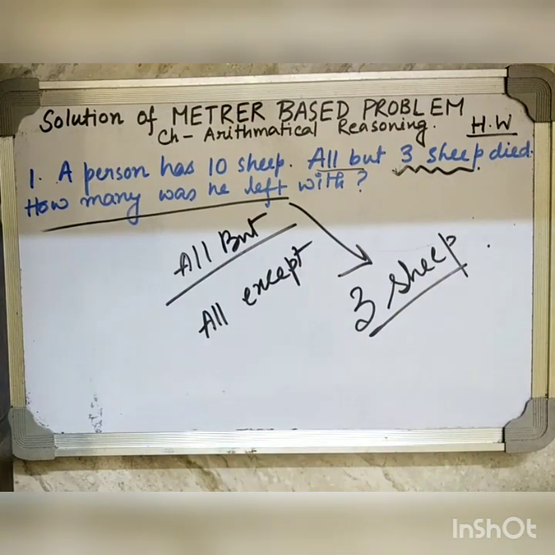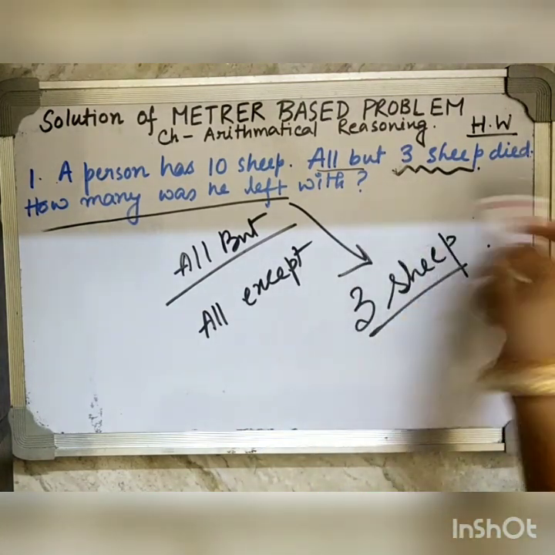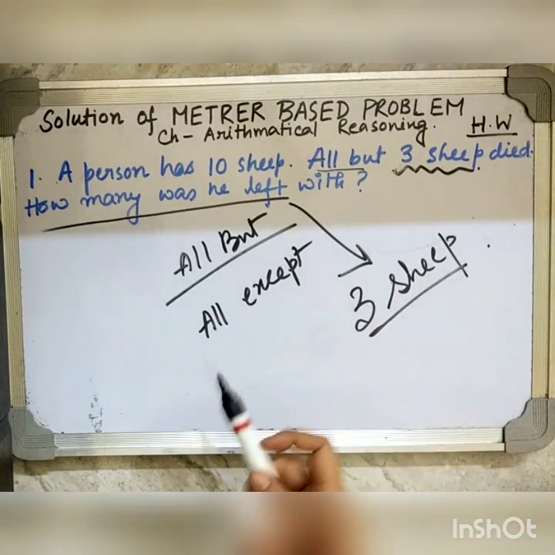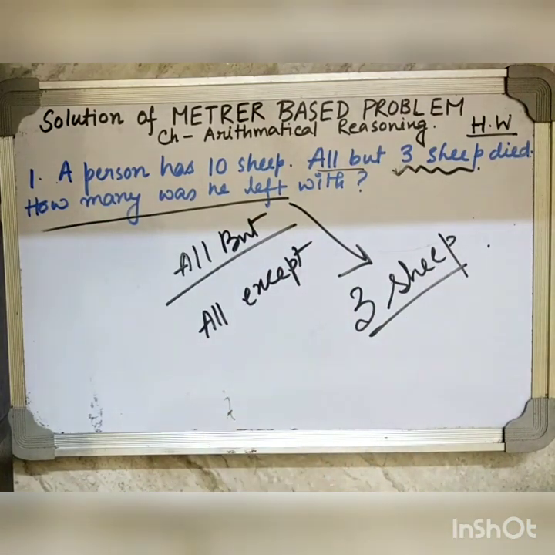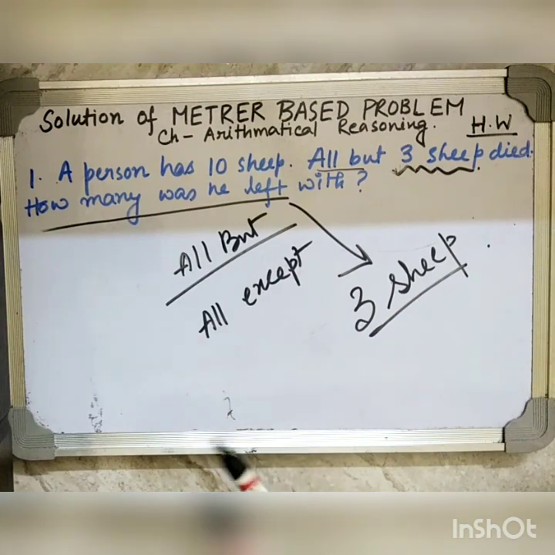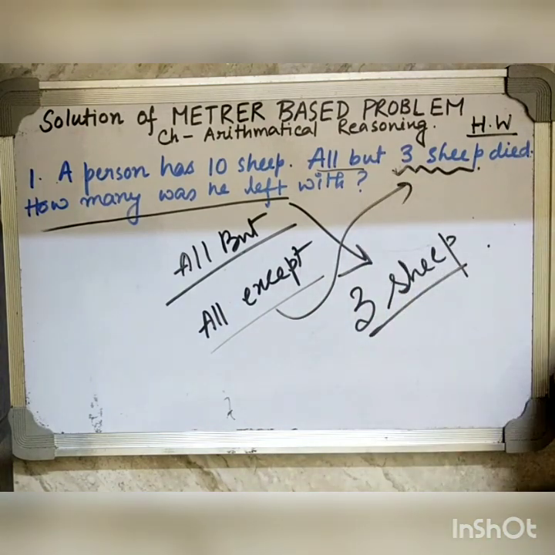But for this question, some of you can think that all but 3 sheep died means that 3 sheep died only among those 10 sheep. Okay. So some of you have written 7 sheep are alive, with 7 sheep are with him. But this is not correct. When this term all but is given, then you have to understand that all but means all except these 3 sheep are dead. Okay. So only these 3 sheep are alive. He is left with these 3 sheep only. Okay. Now let's come to the next question.